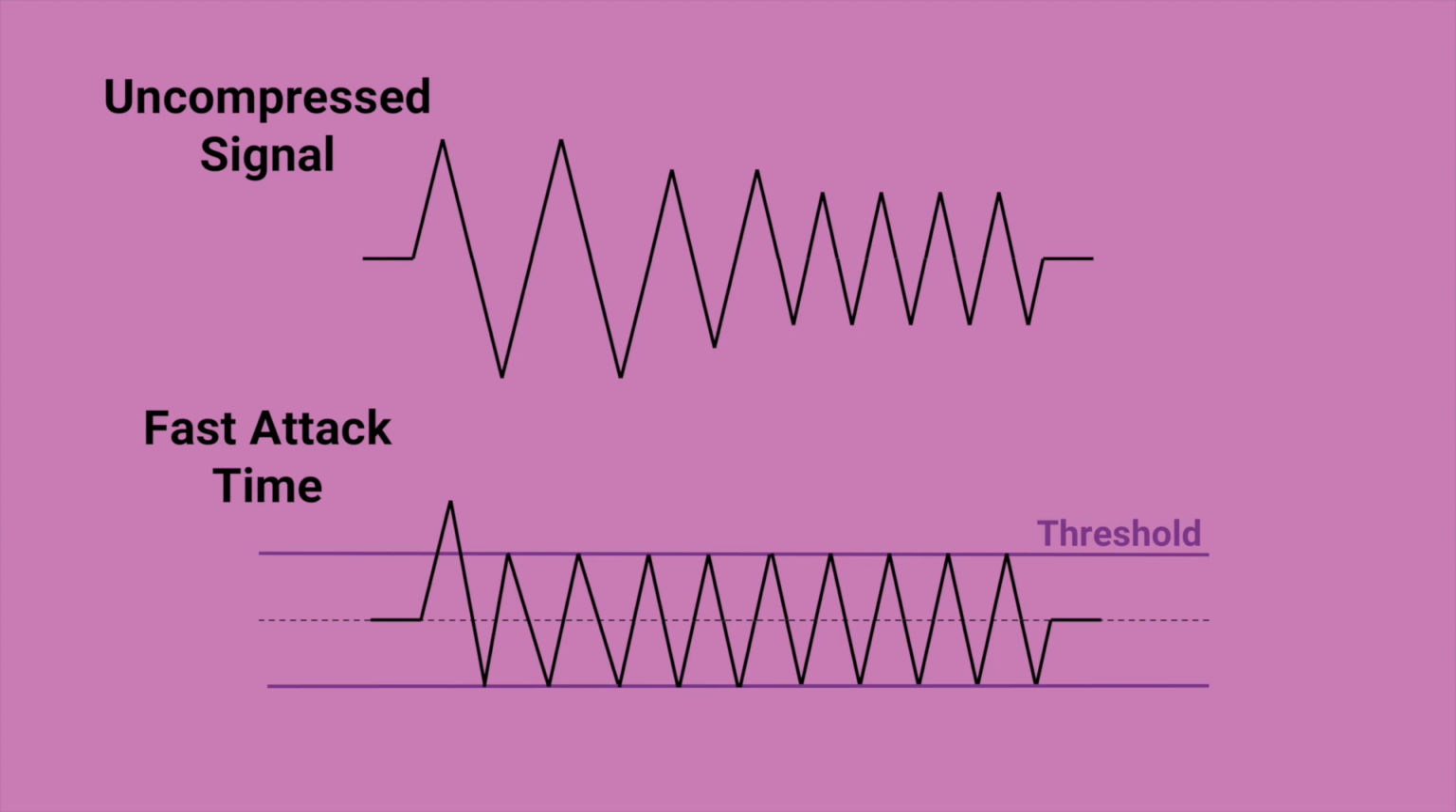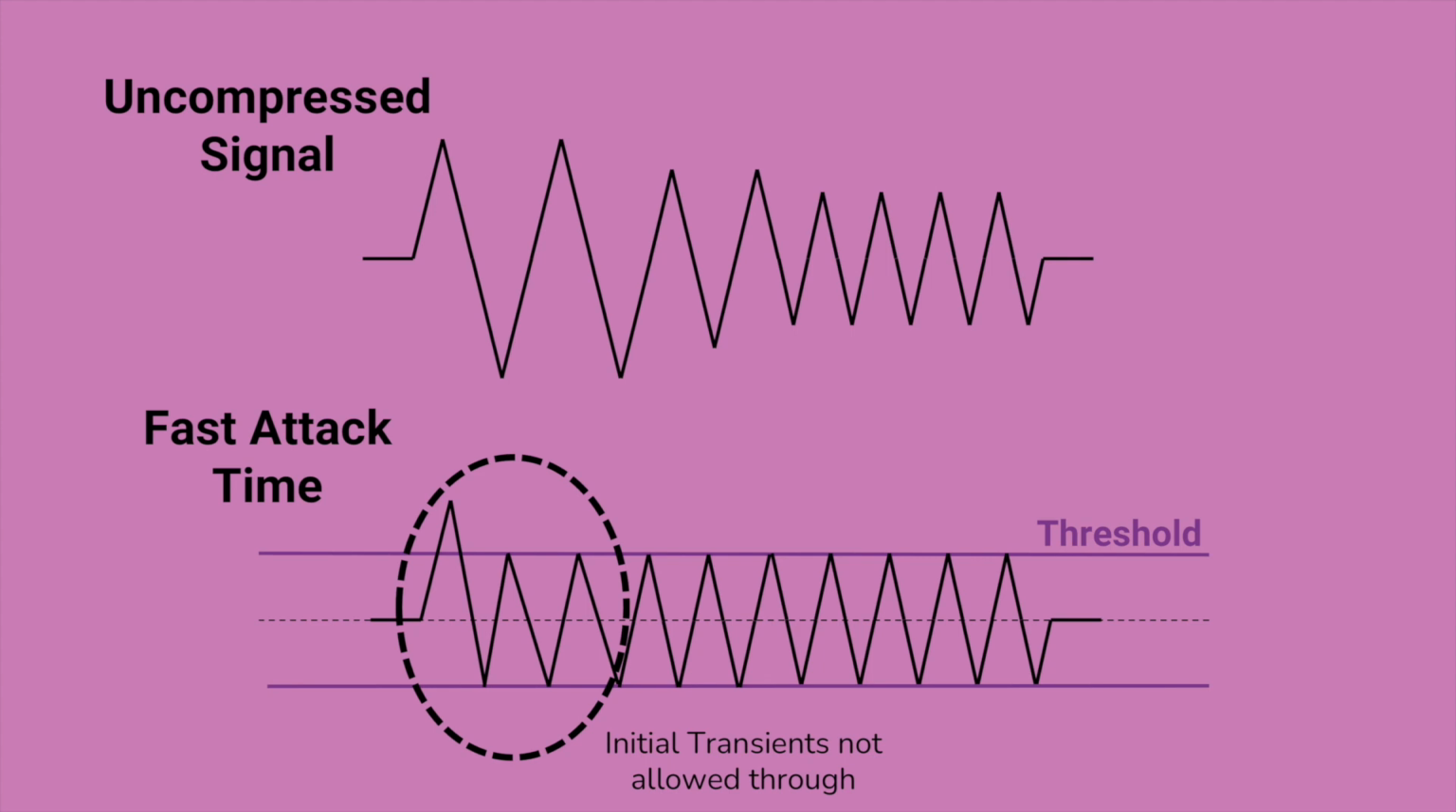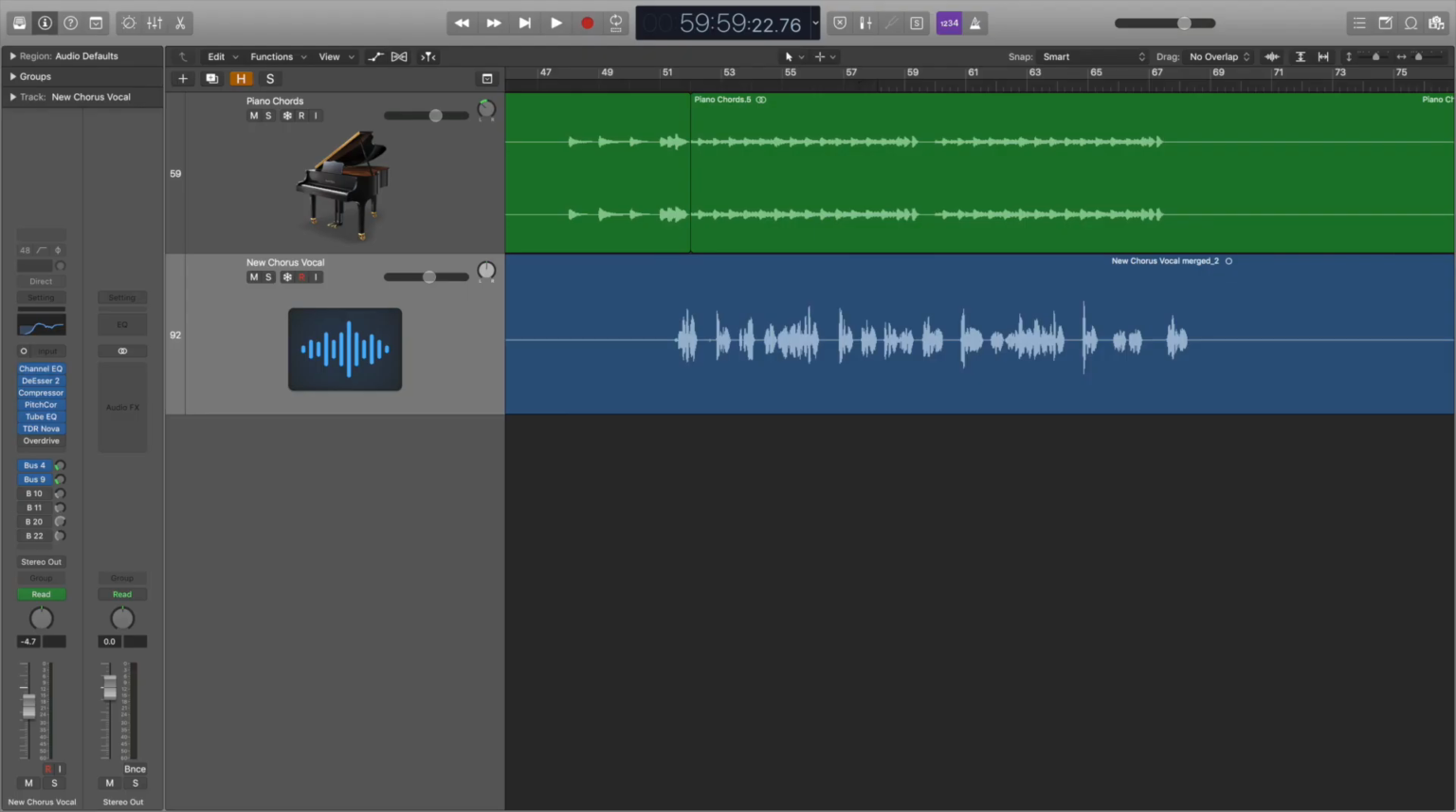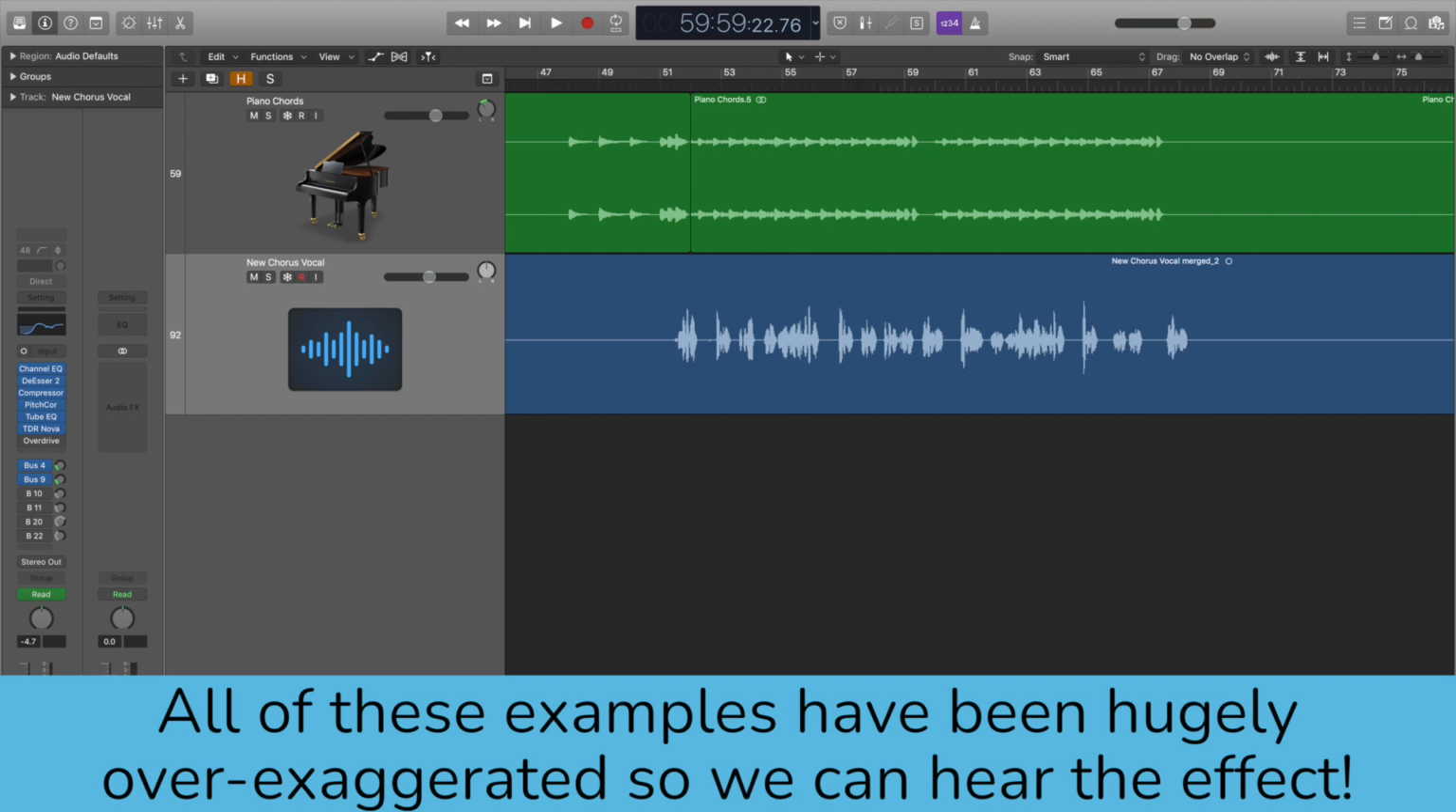A fast attack time does the opposite. It would tame these initial transients. You just have to be careful that the fast attack time doesn't make your track sound lifeless and distant by getting rid of these transients completely. Here's an example of a vocal with no compression, and then compression with a slow attack, and then compression with a fast attack. Make sure when listening to these examples that you pay attention to the beginning of the words, the initial transients.